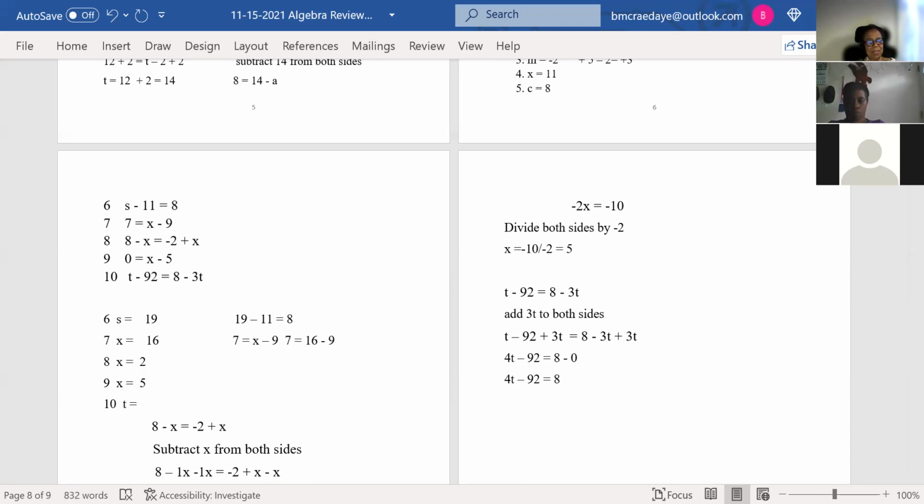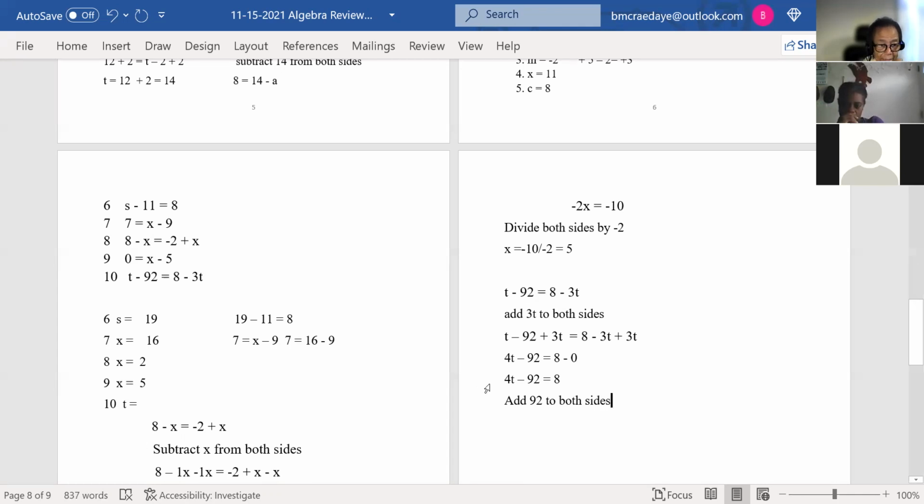How do I get the 92 and the 8 together? The constant, when you cross the equal sign, you change the sign. What do you do, Vanessa? As long as you cross the equal sign, you have to change the sign. So what operation do you have to do to the 92? I would say plus 92. So you add 92 to both sides. Both sides. That's right.